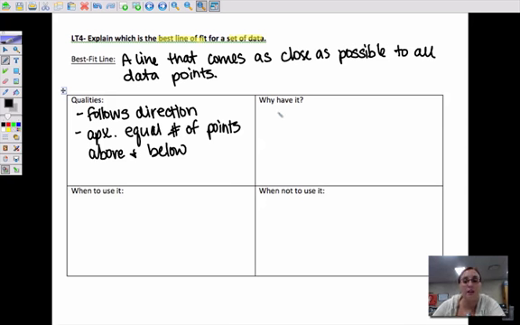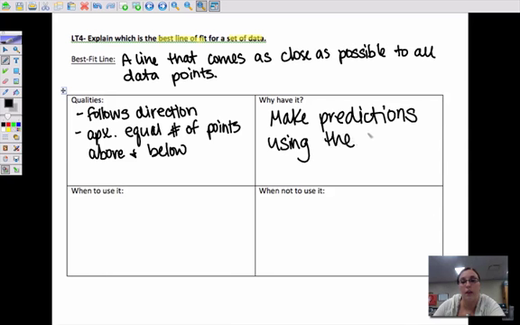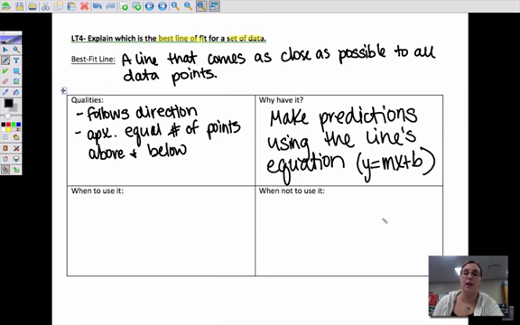So why have it? To make predictions using the line's equations. So we've talked about equations for lines for a long time. Y equals mx plus b. This is where it comes into play. If you know that equation of that line, you can use the equation to make predictions about any two variables that you want. Okay?